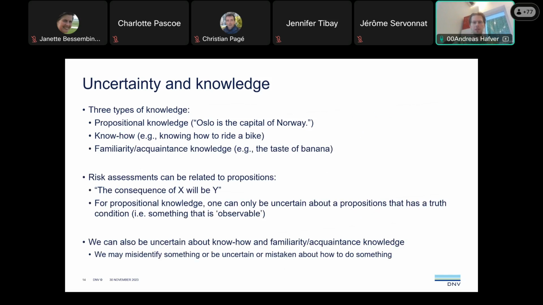Often when we do risk assessment, it's about propositions, like the consequence of X will be Y. And importantly, you can only be uncertain about propositions that have a truth condition, something that can be observed to be either true or false. But we can also be uncertain about know-how and familiarity or acquaintance knowledge. So, for example, we might misidentify something, or be uncertain or mistaken about how to do something. And all of this is part of the uncertainty that goes into risk.